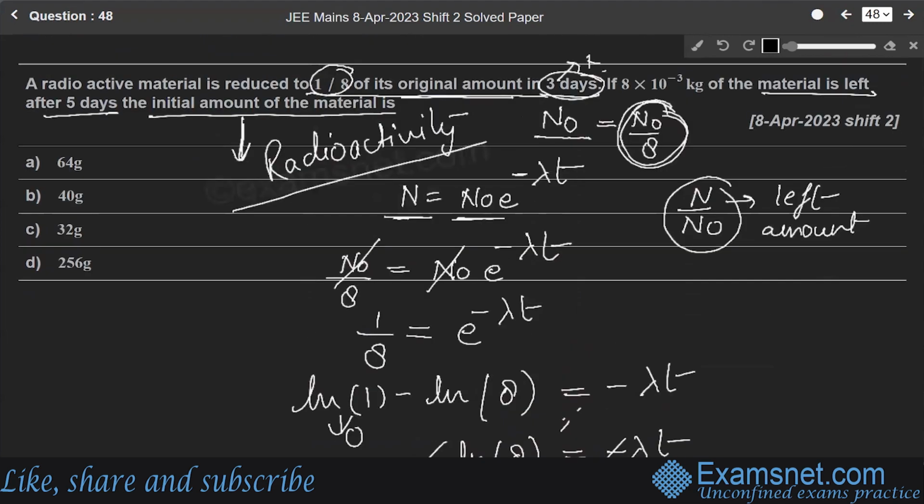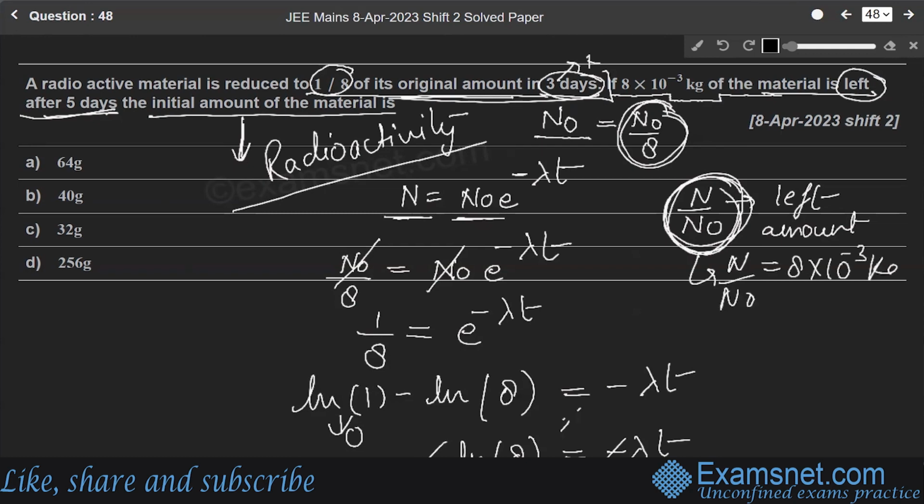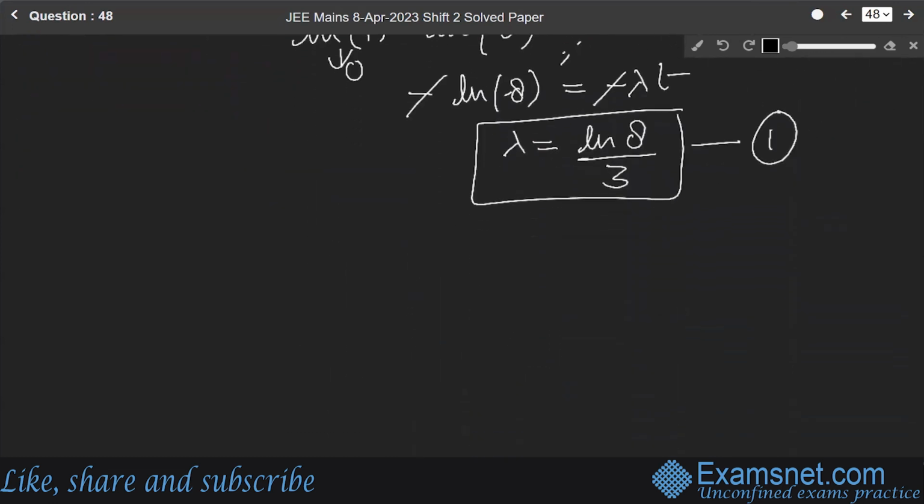Okay, we have solved till this. Now the second statement is, if 8 into 10 to the power minus 3 kg of the material is left after 5 days. Left means we are given n over n naught. So we are given n over n naught equals 8 into 10 to the power minus 3 kg, which means 8 gram. Now the initial amount of the material means we have to find the value of n naught.